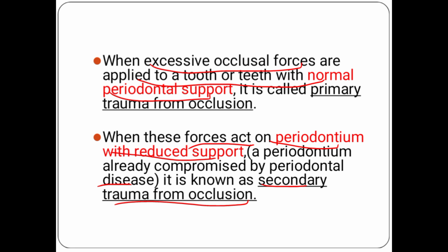In chronic, we have tooth wear, then drifting movements, and also extrusion of teeth. With this we have also studied primary and secondary. Primary is when normal forces are applied and the tissue can accommodate them. But when the tissues cannot accommodate, or the periodontium is reduced, it is known as secondary.